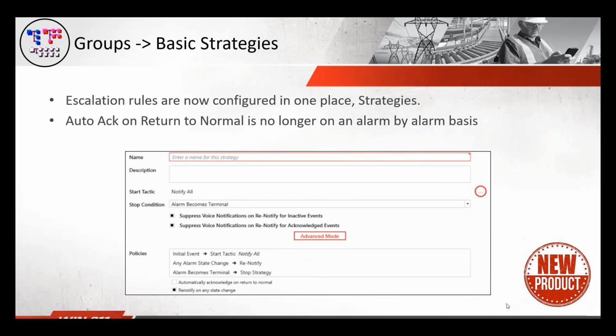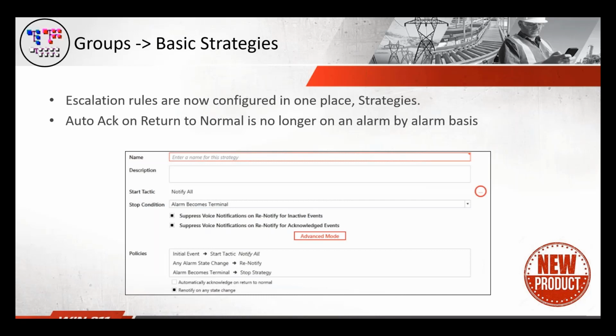Now that group callout list is really part of a basic strategy. And in the new product, we use these strategies to guide and dictate what behavior you're interested in taking place whenever an alarm life cycle begins to unfold. So as an alarm goes active, what callout list are you interested in orchestrating? What callout list would you like to start? When would you like to stop them?